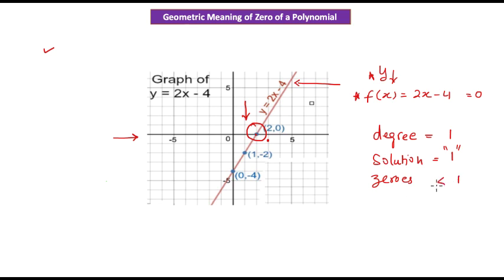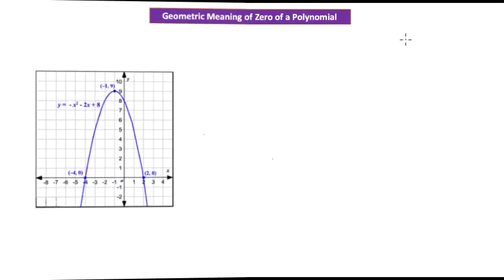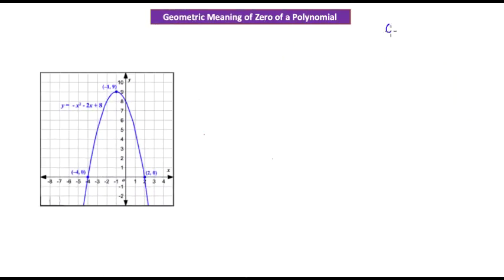There may be a case that you may not have any solution at all. But if you do, you are not going to have more than 1 zero in the case of this linear equation because the degree of this polynomial is 1. Okay, so the number of zeros of a polynomial will always be less than or equal to the degree of a polynomial.